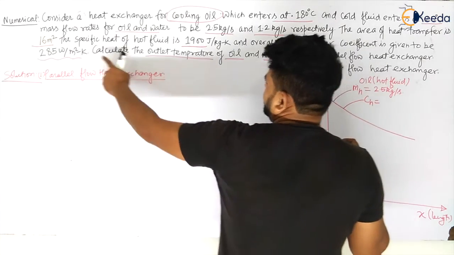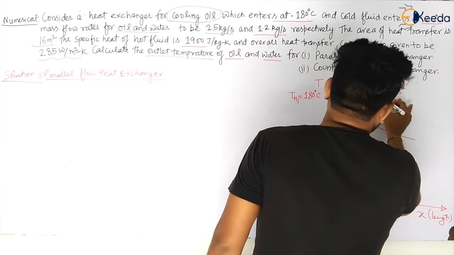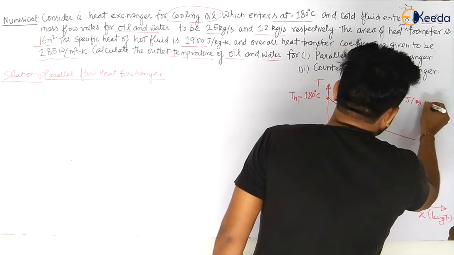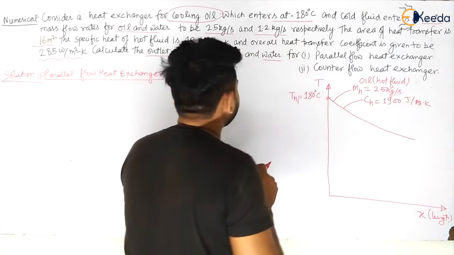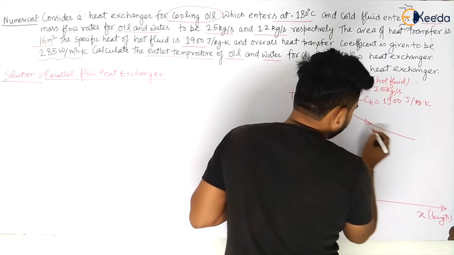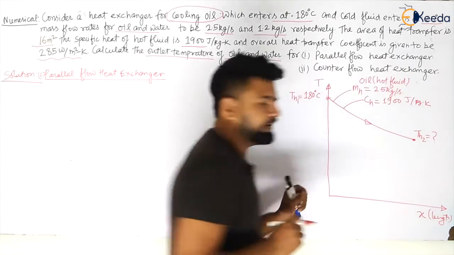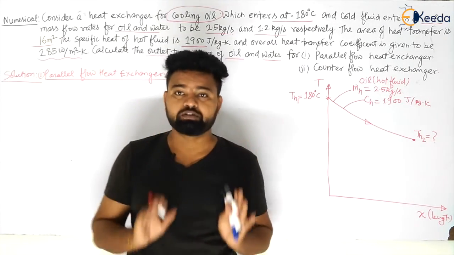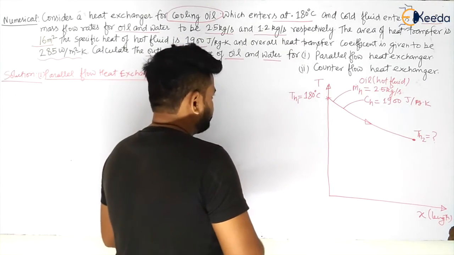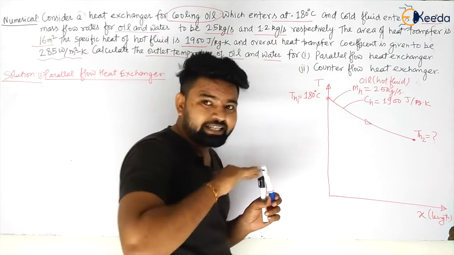What is the CH for the hot fluid? The specific heat of hot fluid is 1900 joule per kg Kelvin, my dear students. And has he given anything else? No. Okay. It is entering at TH1 and going out at TH2, my dear students. And we have to calculate that TH2, that is the outlet or exit temperature of the heat exchanger in the parallel flow case. Now, if we are considering a parallel flow case, both the fluids move in the same direction, my dear students.